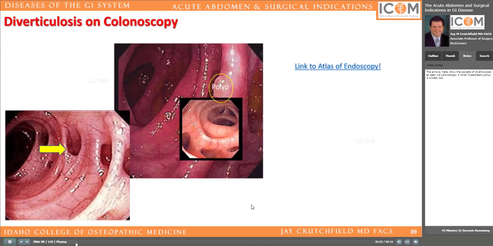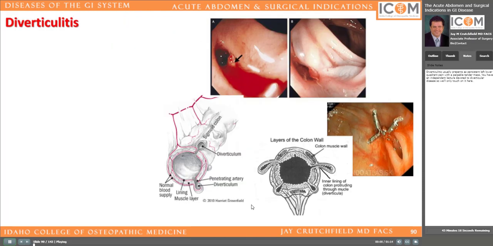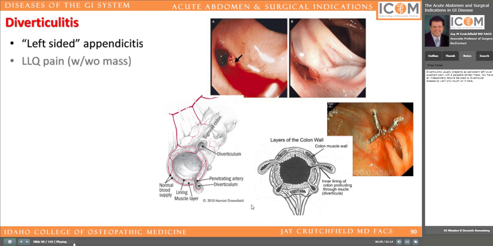Here are 3 images showing 3 separate patients, but all showing diverticular disease. The arrows here show the pockets of diverticulosis as seen during the colonoscopy. A small hyperplastic benign polyp is also circled. Diverticulitis is often referred to as the left-sided appendicitis. The patient usually presents with a left lower quadrant pain, fever, elevated white count, and can develop any of these complications of diverticular disease.